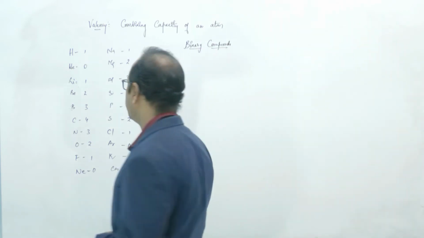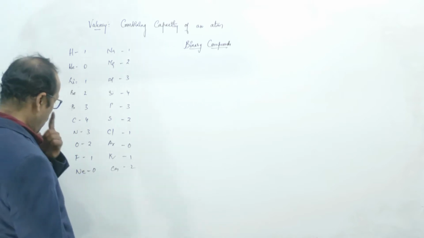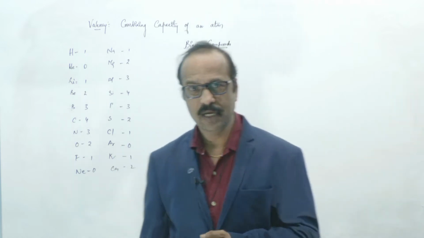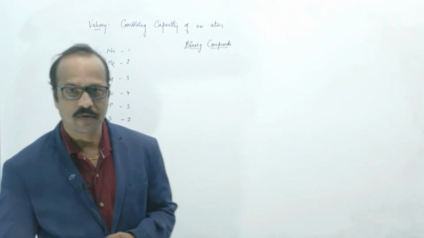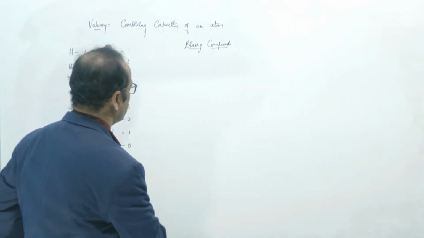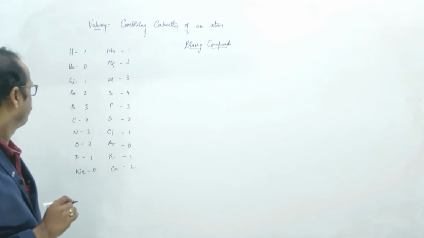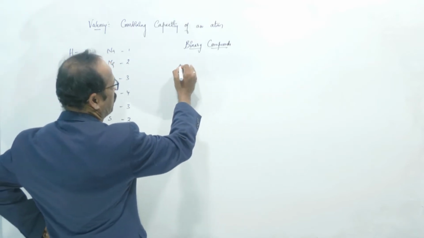First I will explain a few compounds. For example, I want to write the formula of sodium chloride. So see students, I want to write the formula of sodium chloride. First I'll explain some examples. First example, let's take sodium oxide.